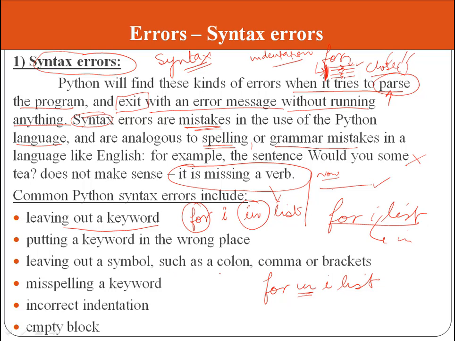Leaving out a symbol such as a colon, comma, or brackets. You just remember when we were talking about defining a user defined function, you write def, then the name of the function, then put the colon over there. If you forget to put the colon, it means you are leaving out a symbol. Misspelling a keyword, so you write fr, not for, right? Incorrect indentation, we have taken the example of incorrect indentation over here, right? Then empty block. So these are some of the syntax errors that you should avoid when you are writing the program and keep in your mind.